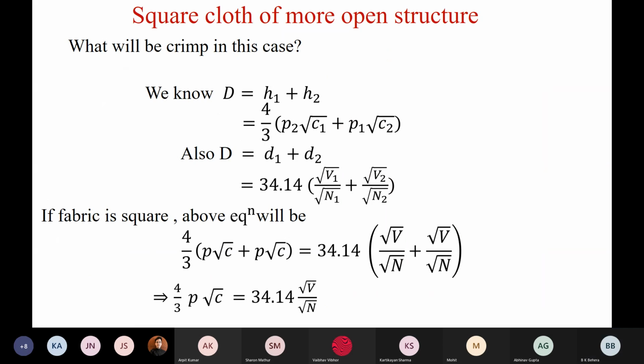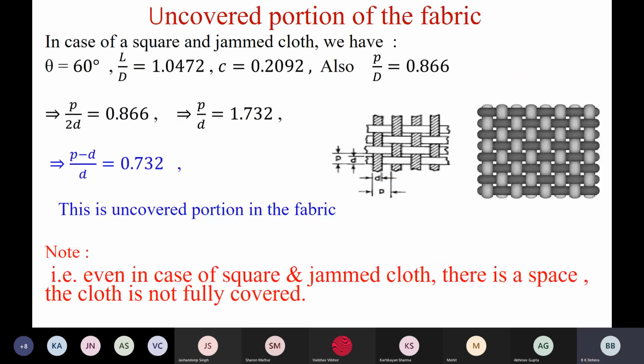So the next, what we have discussed: jammed cloth, square cloth, and square jammed cloth. We have derived expressions for these three conditions: only jammed, only square, and the fabric which is jammed as well as square. Then we have derived space per thread, and also we have derived the uncovered portion. Okay.